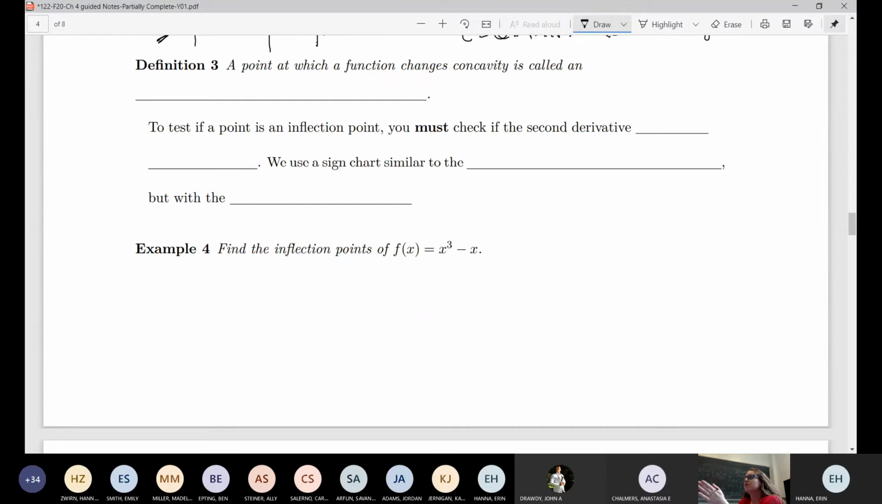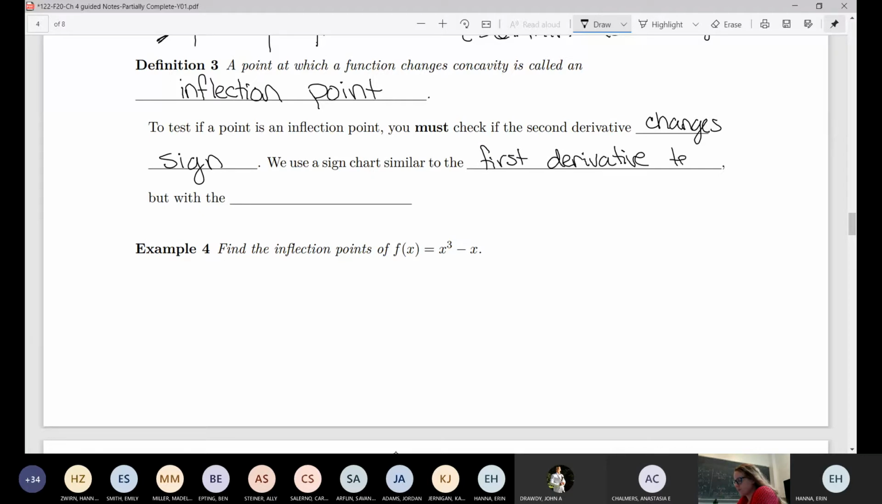So a point at which a function changes concavity is called an inflection point. To test if a point is an inflection point, you must check if the second derivative changes sign. Does it change from positive to negative or vice versa? How we're going to do that is we're going to use a sign chart very similar to the first derivative test, but it's going to be with the second derivative instead.